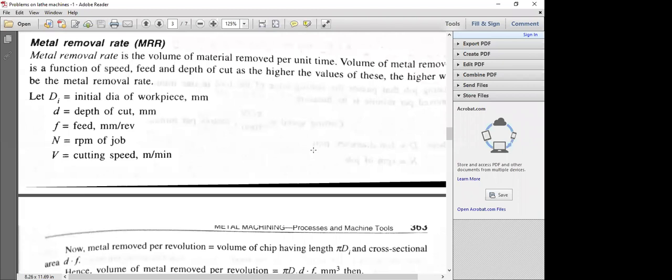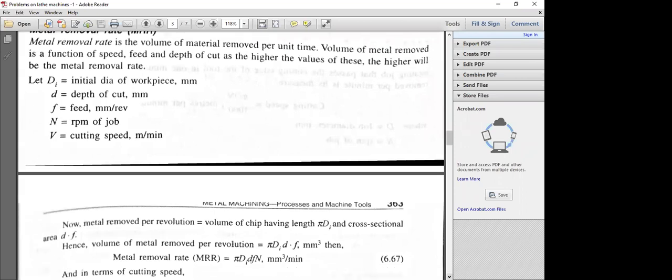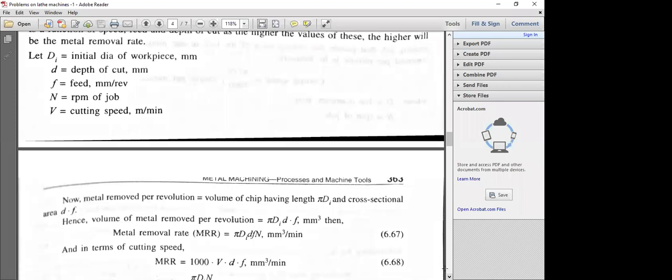So yesterday we discussed the metal removal rate, and we'll revise whatever we discussed. We also derived a formula. Di is the initial diameter of the workpiece, D is the depth of cut, F is the feed in mm per revolution, N is the RPM of the job, and V is the cutting speed. Already you know.